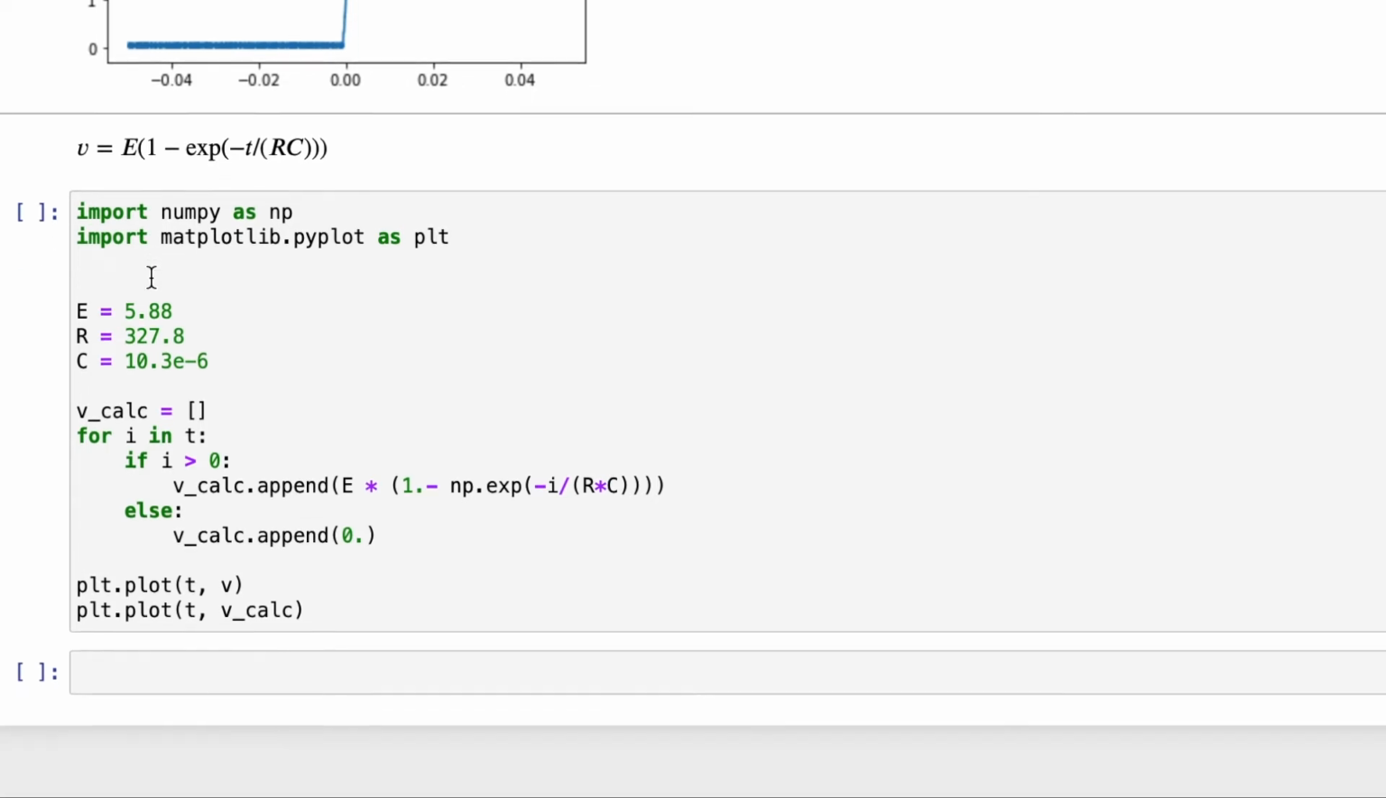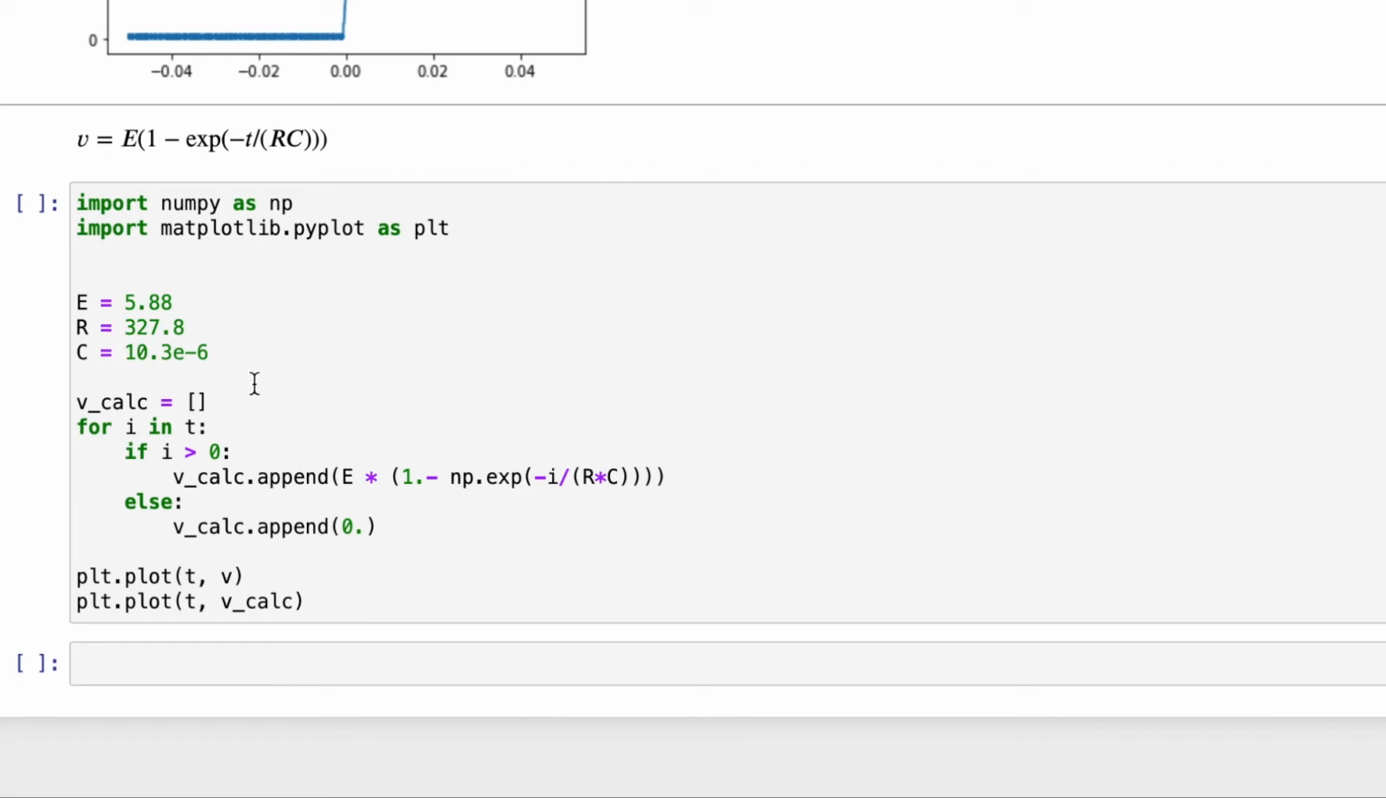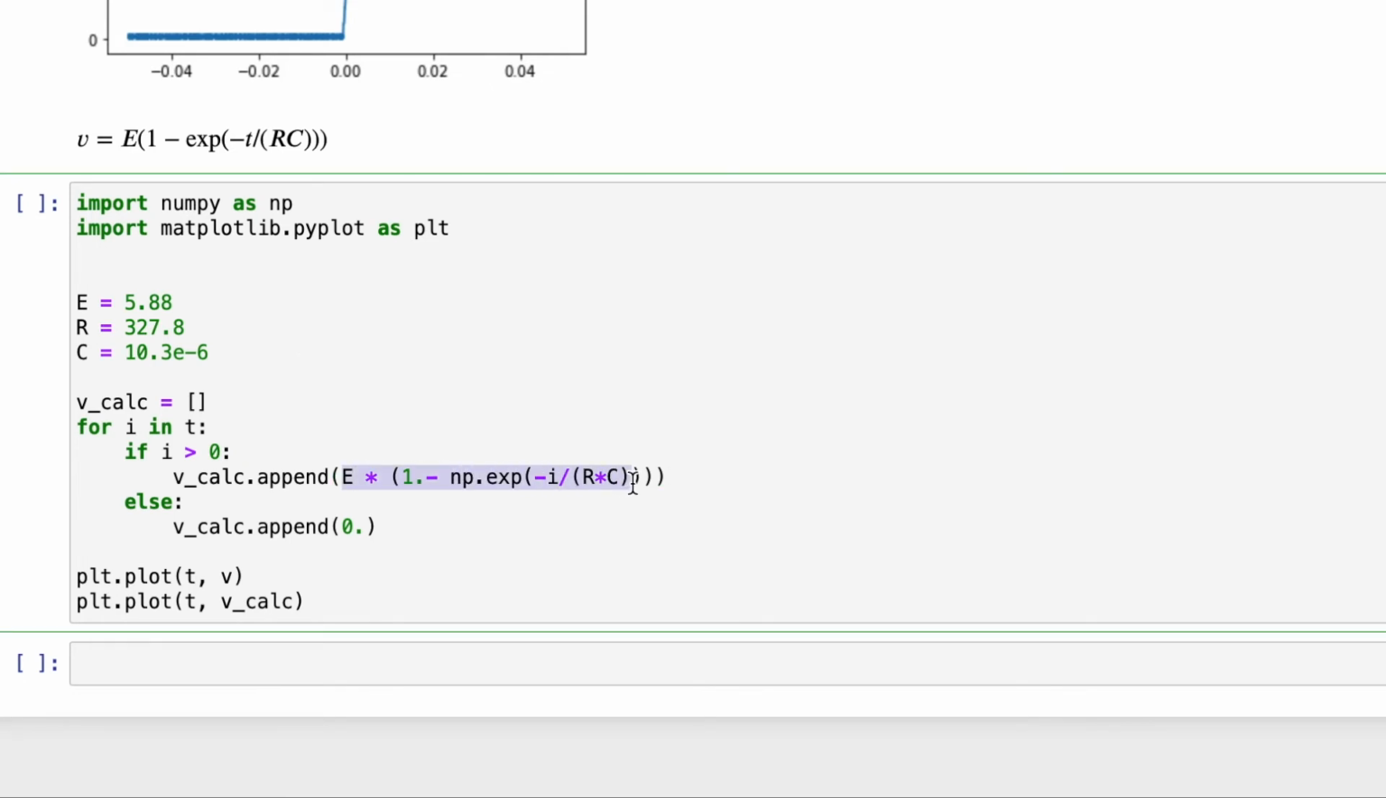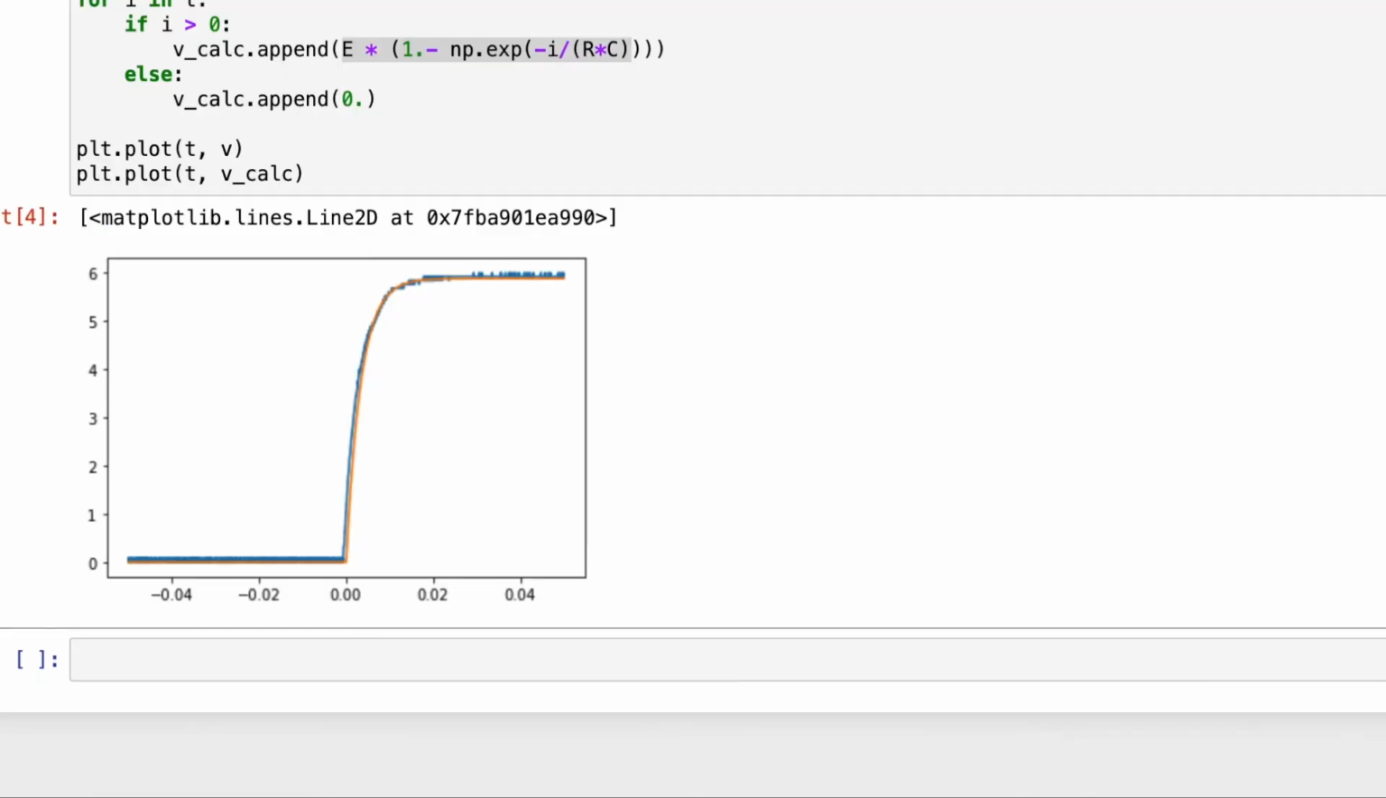In the present case, E is 5.88 volt, resistance is 327.8 ohms, and capacitance is 10.3 times 10 to the minus 6 farad. So this equation is the analytical solution. We'd like to compare the observed quantity with the analytical solution.